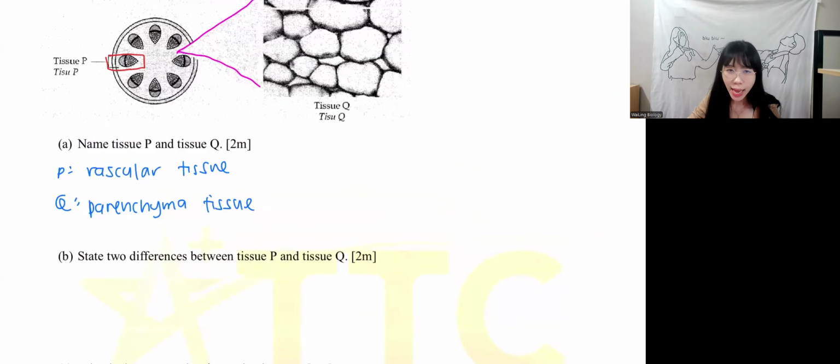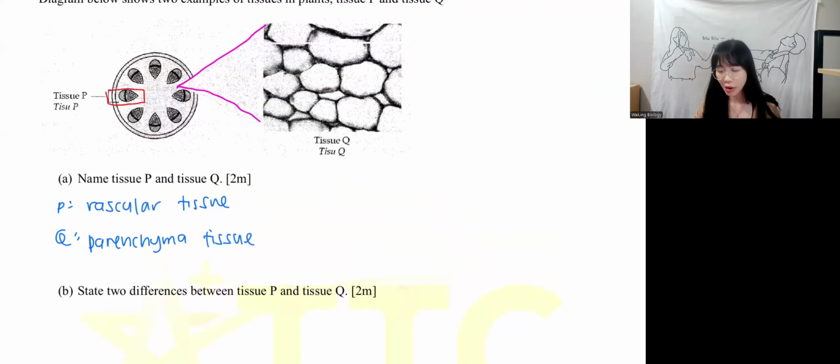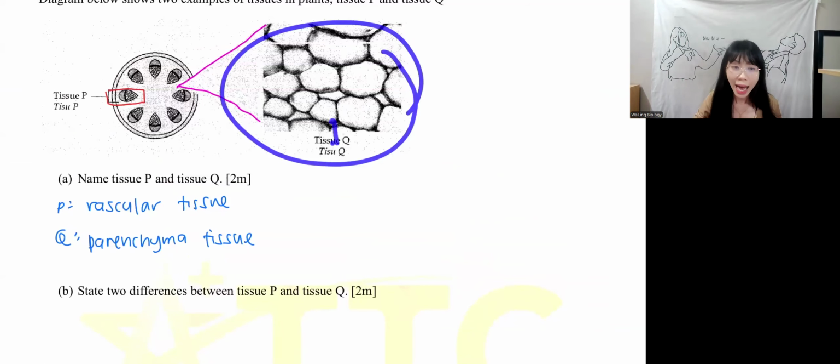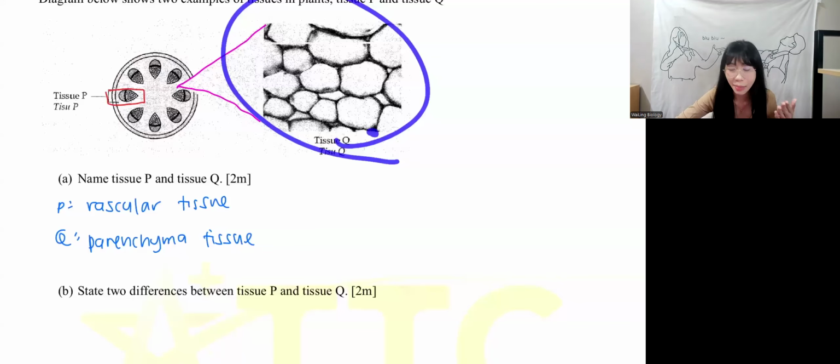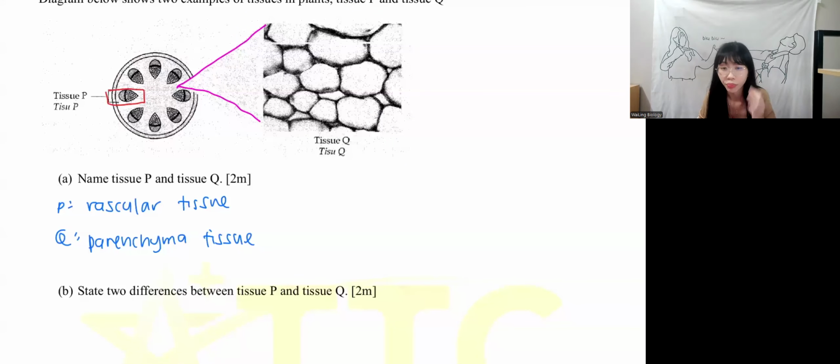Okay, for this question, why would I not suggest you to write ground tissue? Because they give you a very specific diagram, which is this. Unless they only point. If they only point, then you can write ground tissue. But when they give you a diagram that so clearly shows it's a parenchyma tissue, then your answer has to be specific, which is parenchyma tissue.